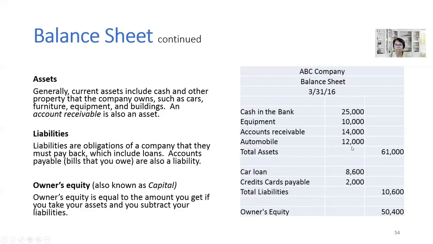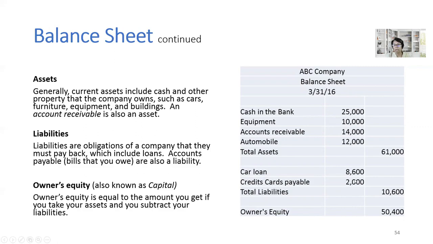And these are the assets. And then they're totaled right here, $61,000 in assets. Okay, these are the liabilities next. I owe on my car. I bought a car, but I owe on the loan.